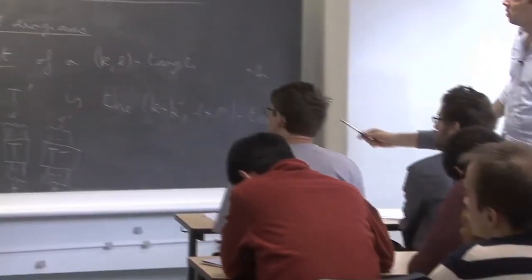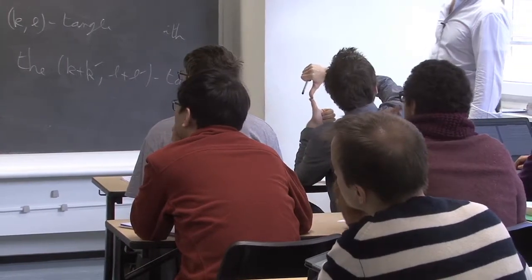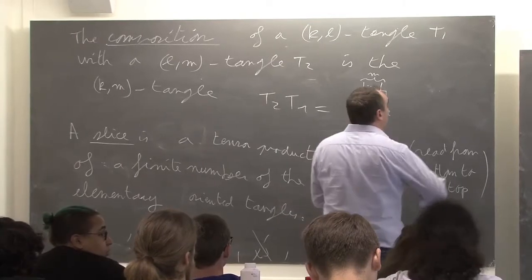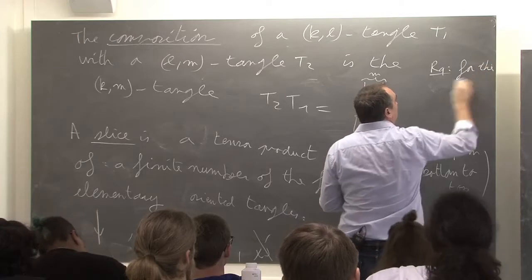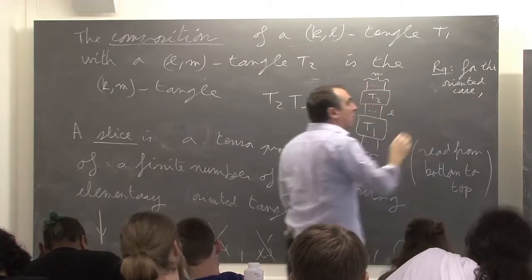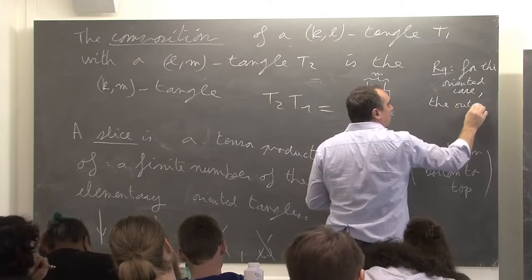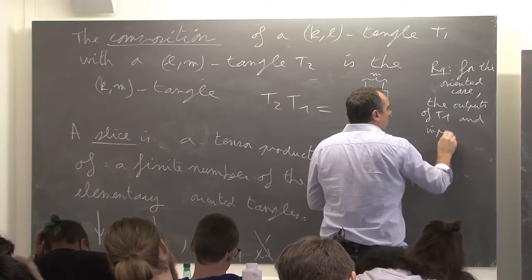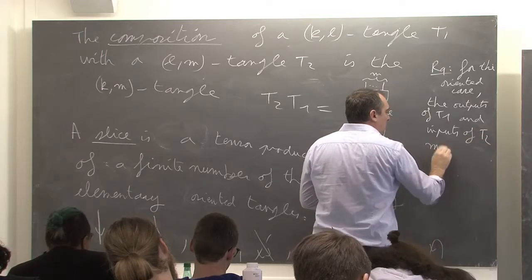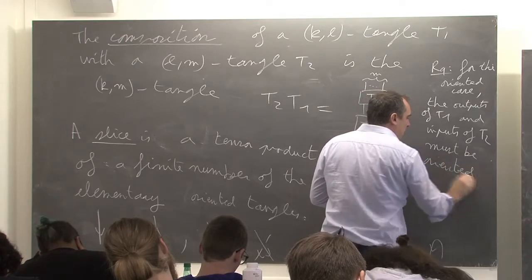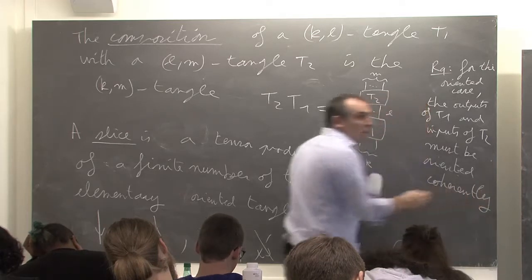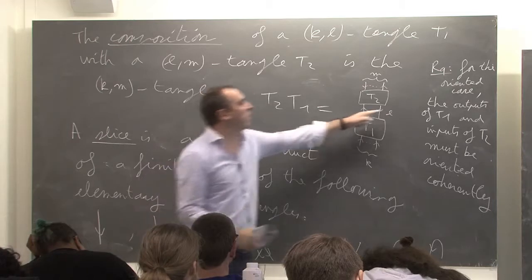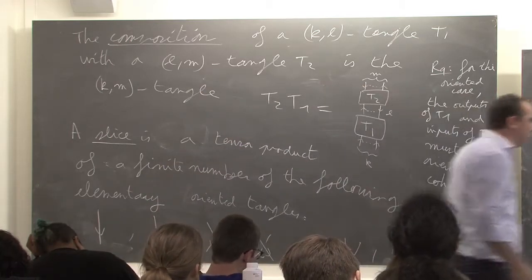For the composition, you also need to orient it. Good question. So the remark is, for the oriented case, the outputs of T1 and inputs of T2 must be oriented coherently. So if we have orientation, when you want to compose, the orientation of the output of T1 and the input of T2 must be coherent. Thanks.